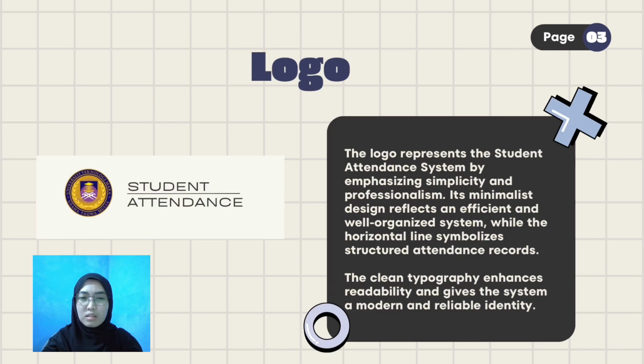Next is the system logo. The logo represents simplicity, professionalism, and efficiency. Its minimalist design reflects a structured and modern system, while the horizontal line symbolizes organized attendance records. The clean typography enhances readability and gives the system a reliable and professional identity.